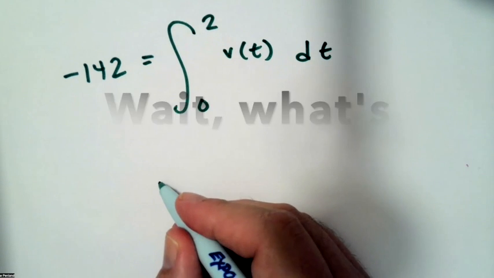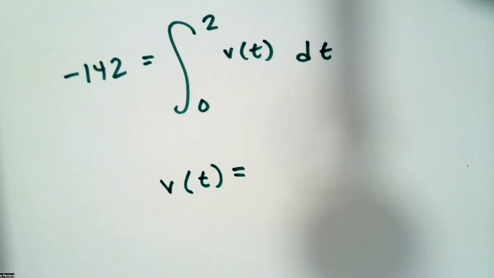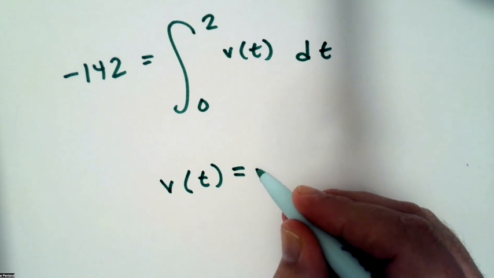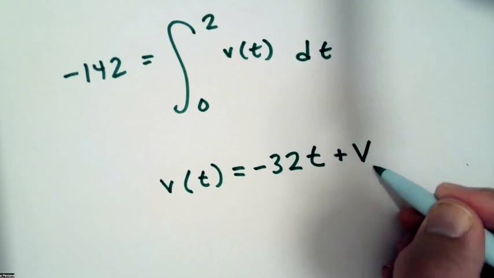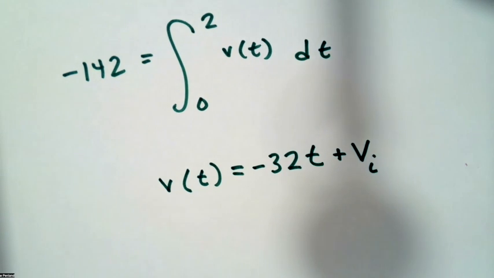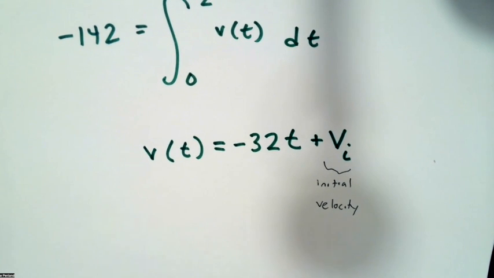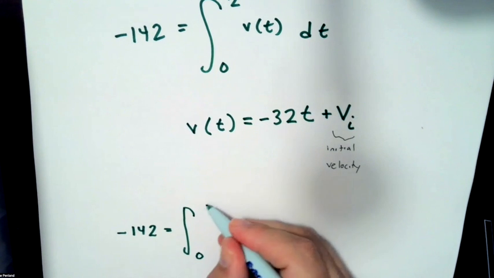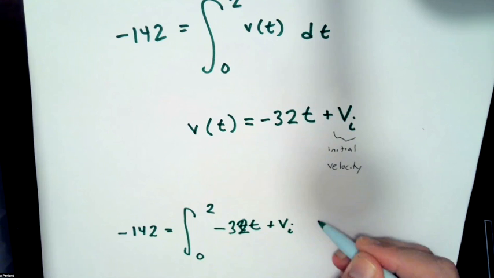I'm going to go ahead and tell you what v of t you should use. The formula for the velocity of a falling projectile is v of t equals negative 32 times t plus whatever your initial velocity was. You can trust me for now, and I'll explain why it's the formula later. So negative 142 is equal to the definite integral from 0 to 2 of negative 32 times t plus the initial velocity.